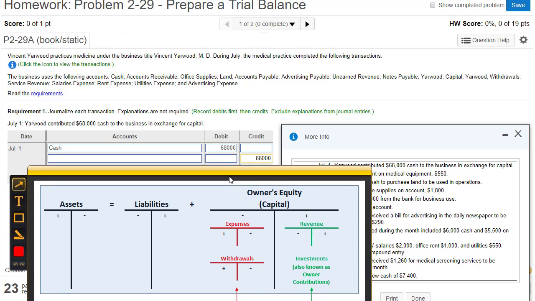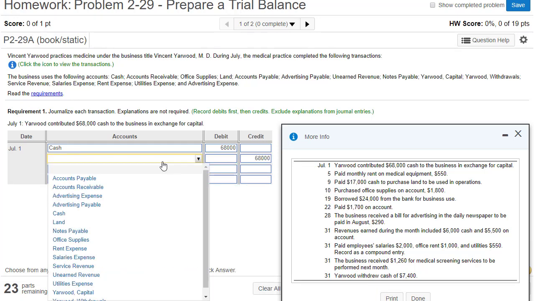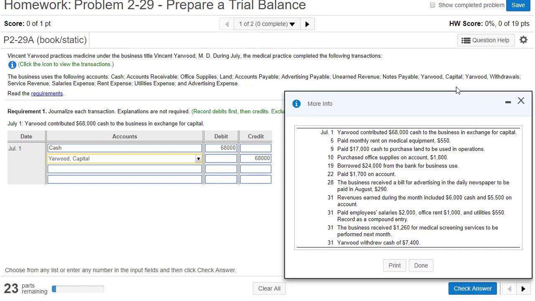And in what account do investments go in? Other than cash, cash is going to increase, but also capital is going to increase. So remember from our accounting grid here, investments increase capital, and capital increases on the credit side. So we have a debit and we have a credit, and this is Yarwood Capital.